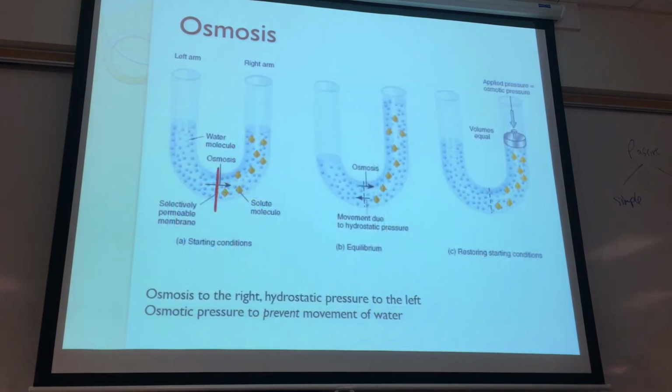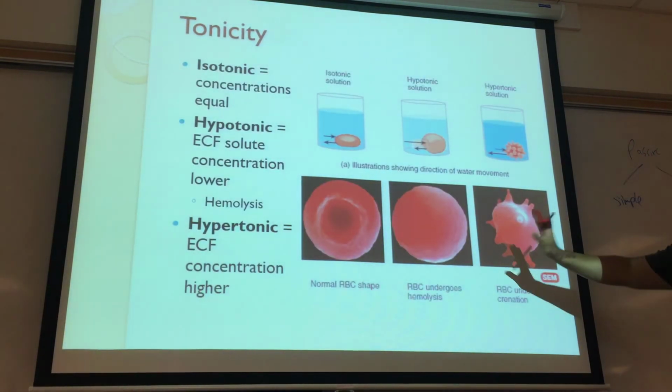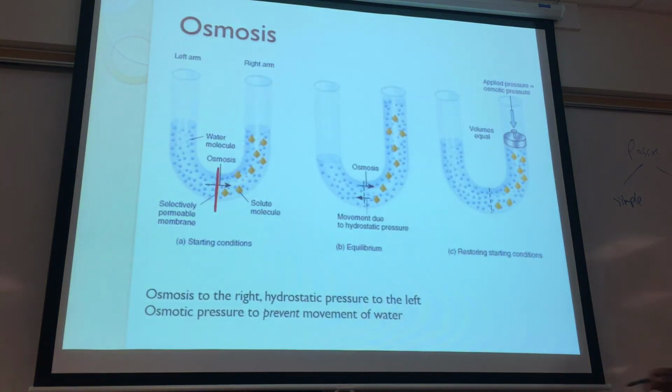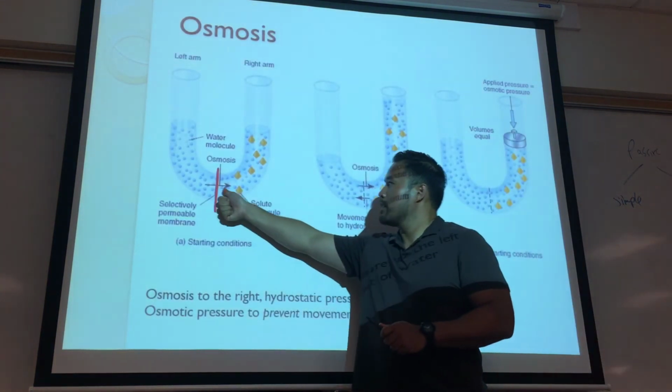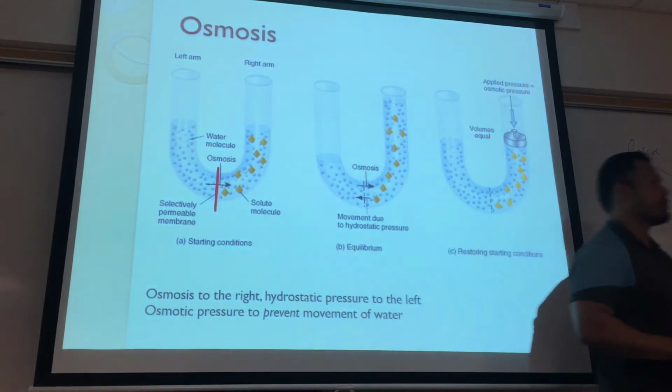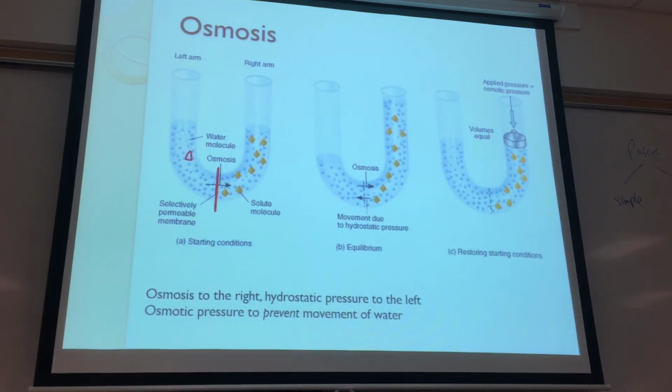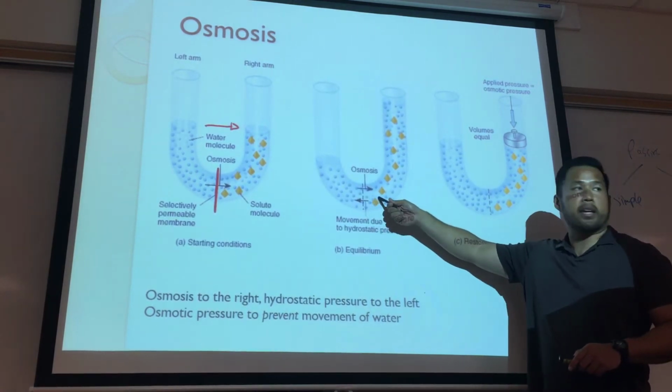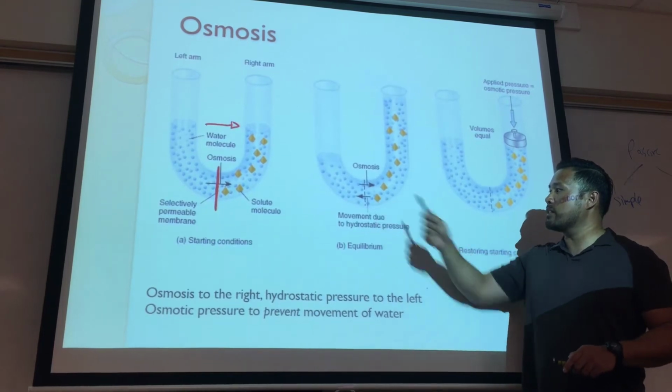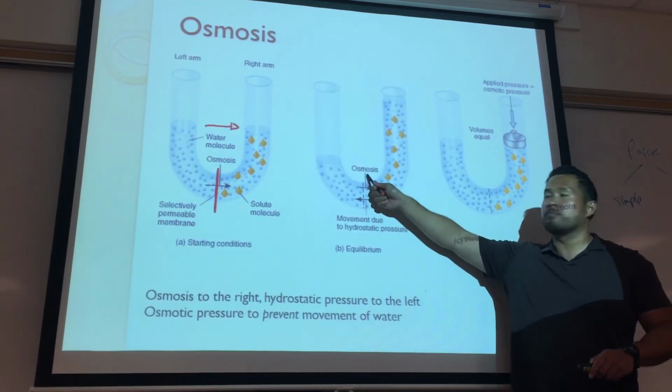This concept we'll talk about on the next slide, called tonicity, which I'll get into in just a bit. So the idea is that water wants to move to balance it out. If I had, let's say, 10 diamonds to the right and 2 diamonds to the left, water wants to move in this direction to balance out those concentrations. Eventually, what you would see is that water would move to the right. And that movement of water through that selectively permeable membrane is called osmosis.